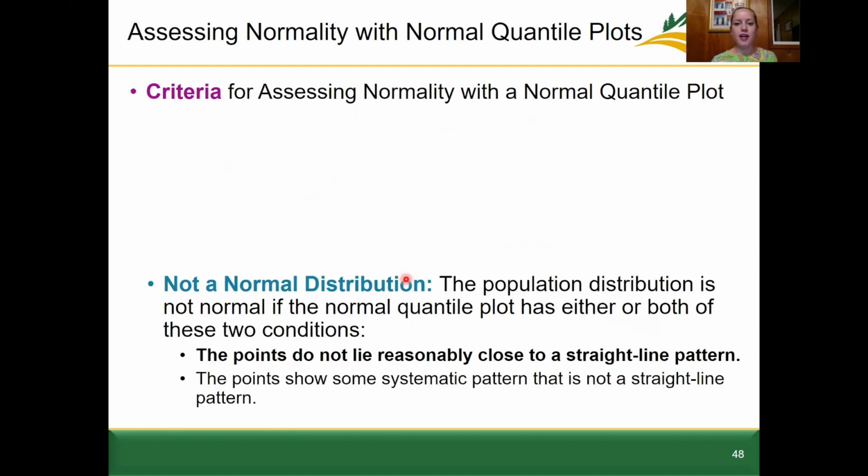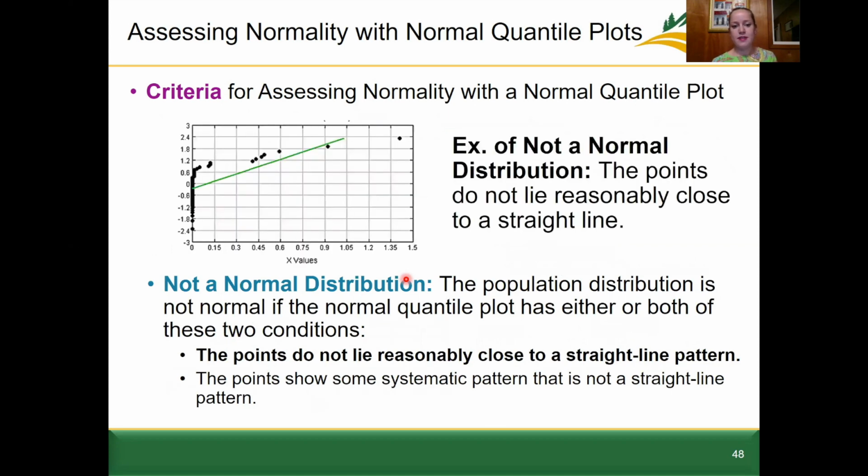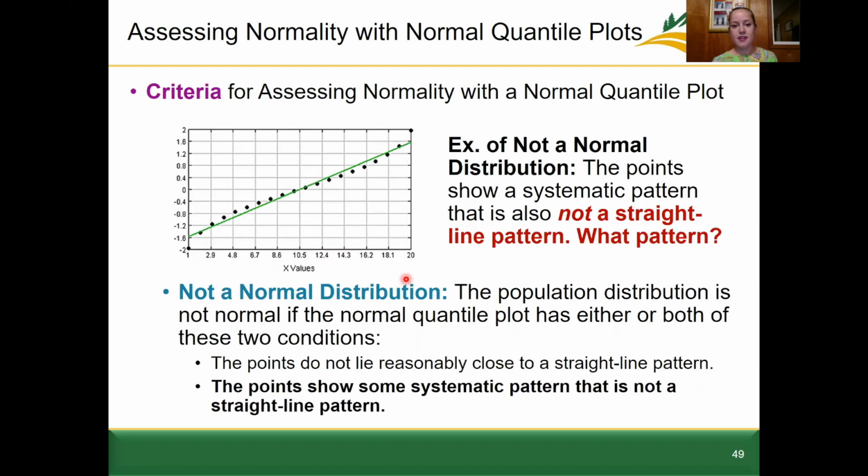Now, again, recall for a plot that does not have a normal distribution. The population is not normal if the normal quantile plot has either or both of these following conditions. If the points do not lie reasonably close to a straight line pattern. Okay, so something like this is an example of not a normal distribution. Those points do not lie reasonably close to a straight line. The other condition here for not a normal distribution is that the points show some systematic pattern that is not a straight line pattern. So although in this example, the points do fall essentially on the straight line, it's not considered a normal distribution because there's another pattern going on with the data points.